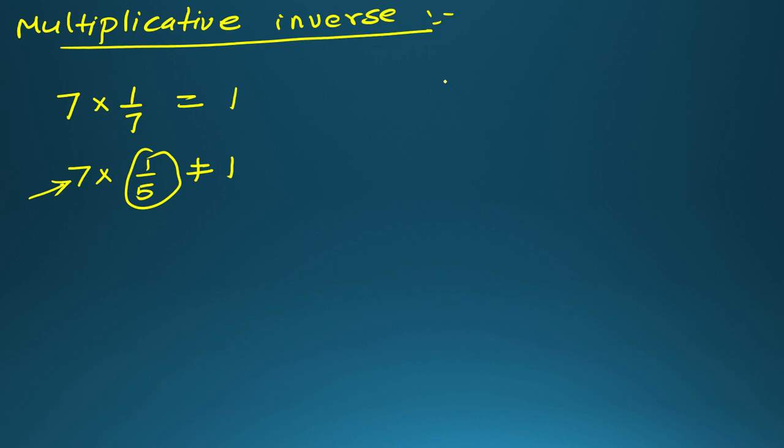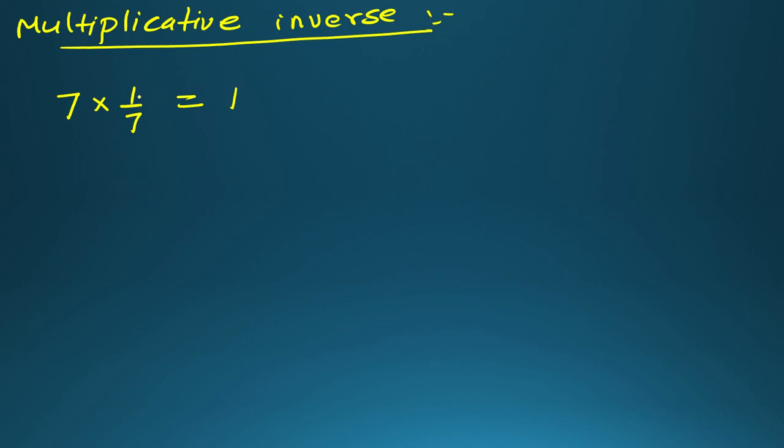Similarly, as extra information for you, if I ask what the additive inverse of 7 is, you will say minus 7, because if you add them, you will get the additive identity, that is 0. Okay, so let's focus on the multiplicative inverse only. What is the meaning of multiplicative inverse?